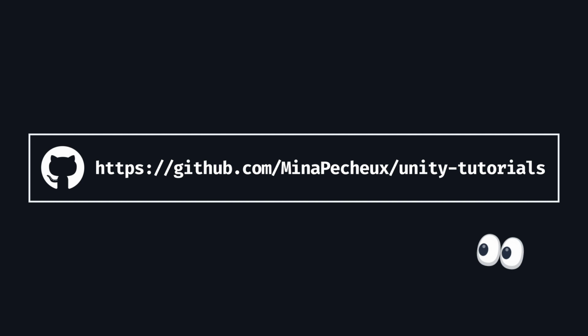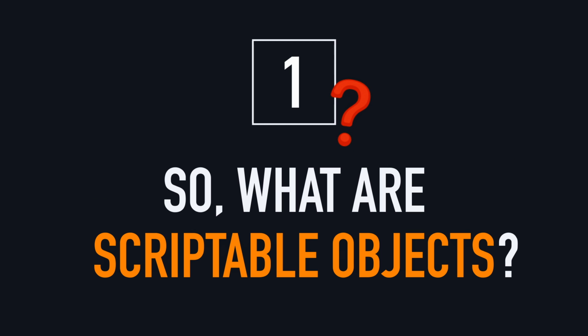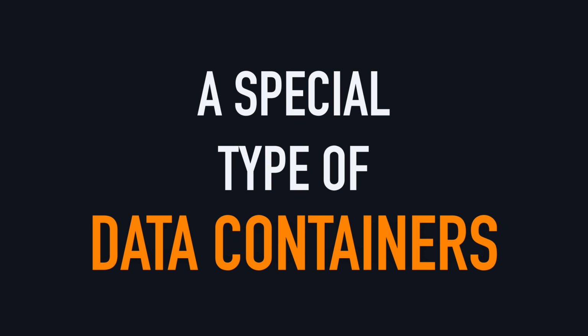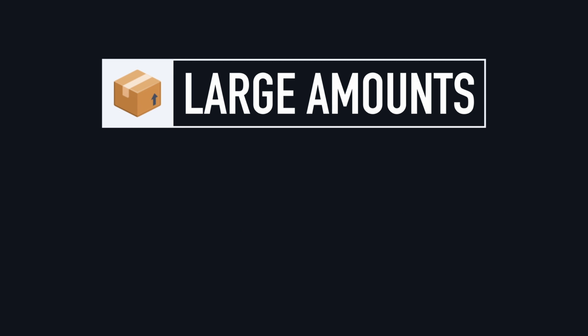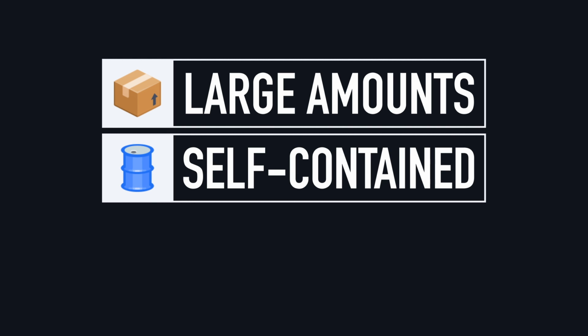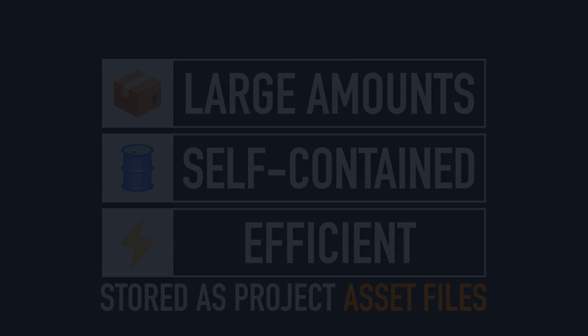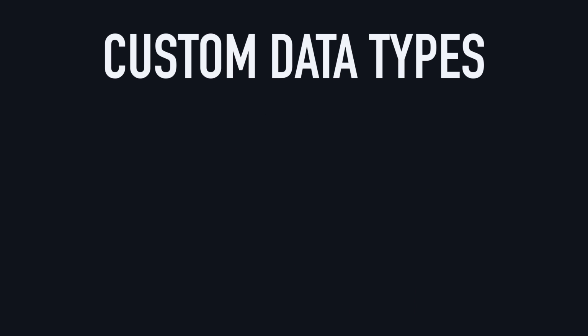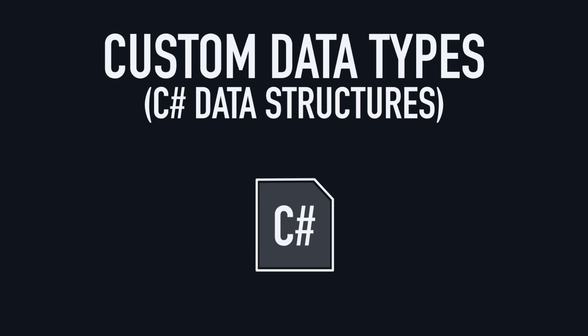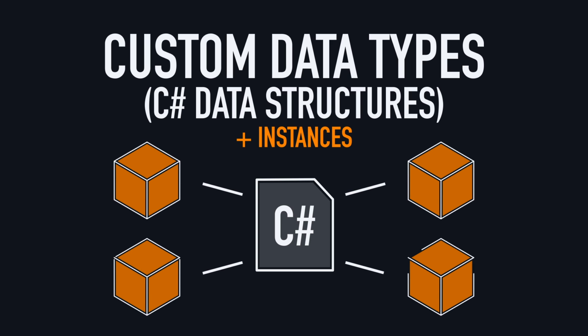And with that said, let's dive in and discuss the basics of Scriptable Objects. Scriptable Objects are a special type of data containers that make it easy to save large amounts of data in self-contained and efficient project asset files. Basically, they let us define our custom data types by specifying the data structure as a C# class, and then instantiate this class as many times as we need to get real usable data sources.